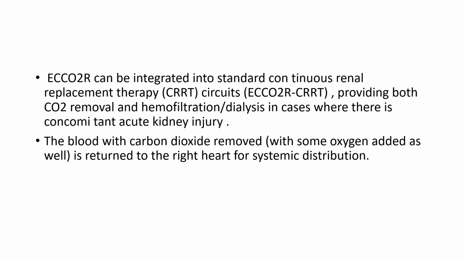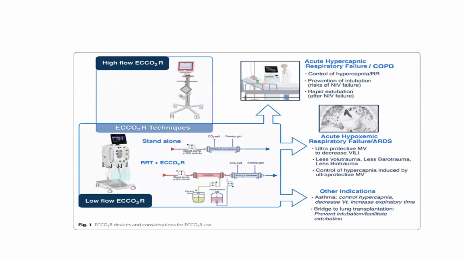ECCO2R can be integrated into a standard continuous renal replacement therapy circuit, providing both CO2 removal and hemofiltration or dialysis in cases where there is concomitant acute kidney injury. The blood with CO2 removed is returned to the right heart for systemic distribution. So this is the pictorial representation of the type of the ECCO2R device. ECCO2R is divided into high flow ECCO2R devices and low flow ECCO2R devices. So this ECCO2R can be combined with RRT techniques like CRRT when there is concomitant kidney failure.